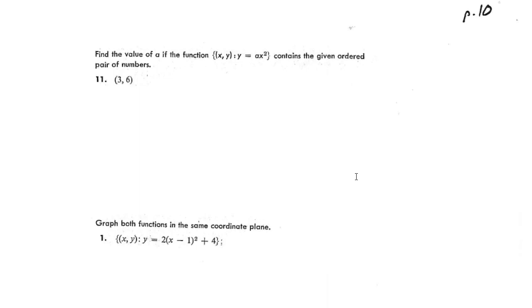Next, find the value of a in this equation if this is a solution. So this is your x, this is your y. Let's make those substitutions. 6 equals a times 3 squared. So 6 is equal to 9a. Divide both sides by 9. You get 6 over 9, which is 2/3.